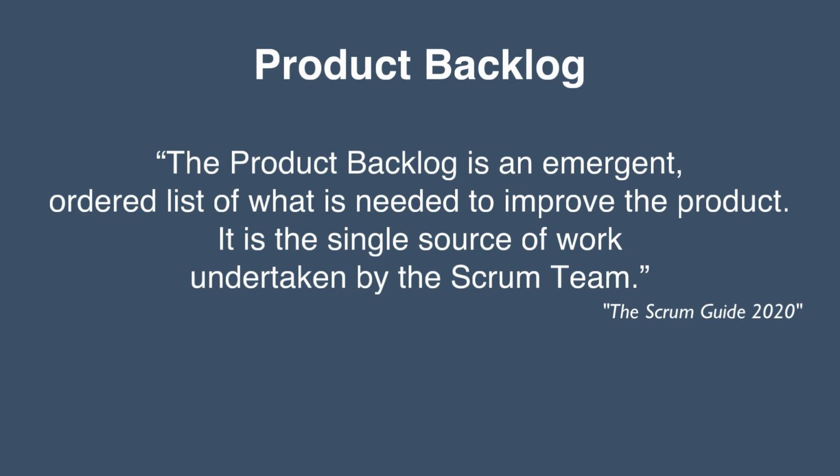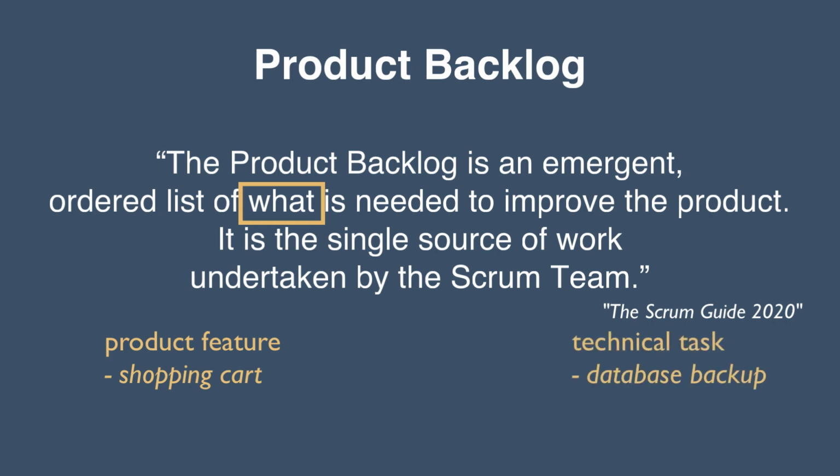Let's analyze this starting with a list of what is needed to improve the product. What can be a product feature, such as shopping cart functionality, but it can also be a technical task, such as automated database backup. Now, database backup is certainly not a product feature, but it is required for the proper functioning of the product. Therefore, it improves the product and belongs to the product backlog.